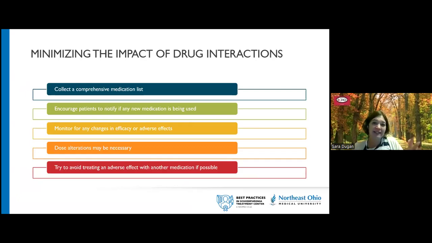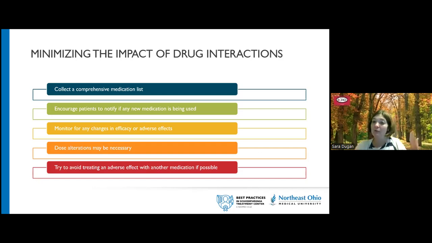So minimizing the impact, really making sure we have a comprehensive medication list. What are you taking prescription-wise, over-the-counter-wise, and even recreationally? So if they're using alcohol, if they're using cannabis, those both being CNS suppressants, could be problematic. Long-term alcohol use with the naltrexone could also increase the risk for the hepatotoxicity. If they're making any changes, making sure they're letting their healthcare team know.